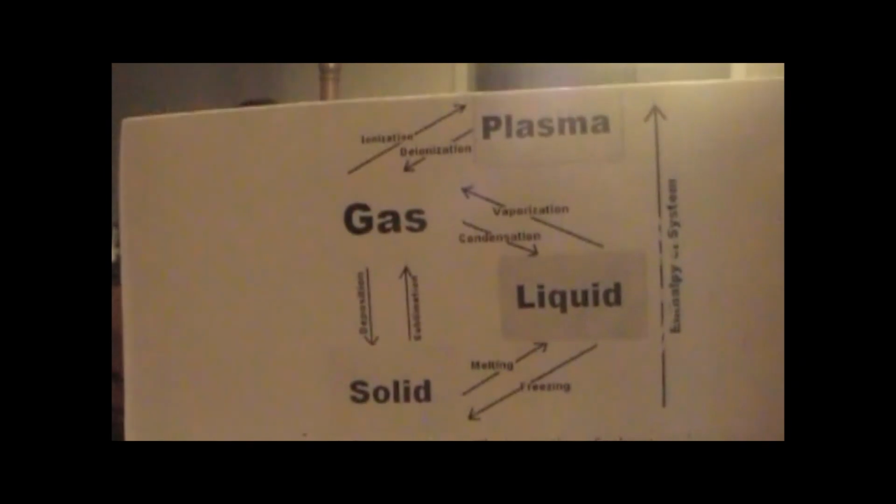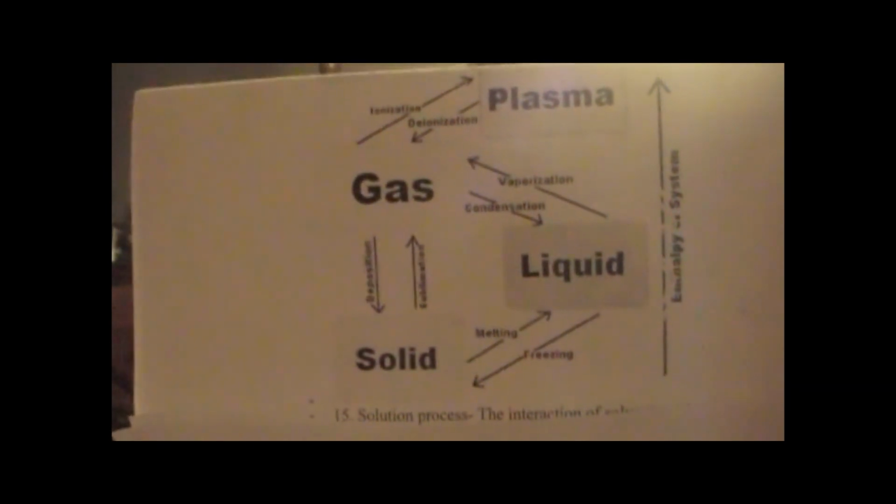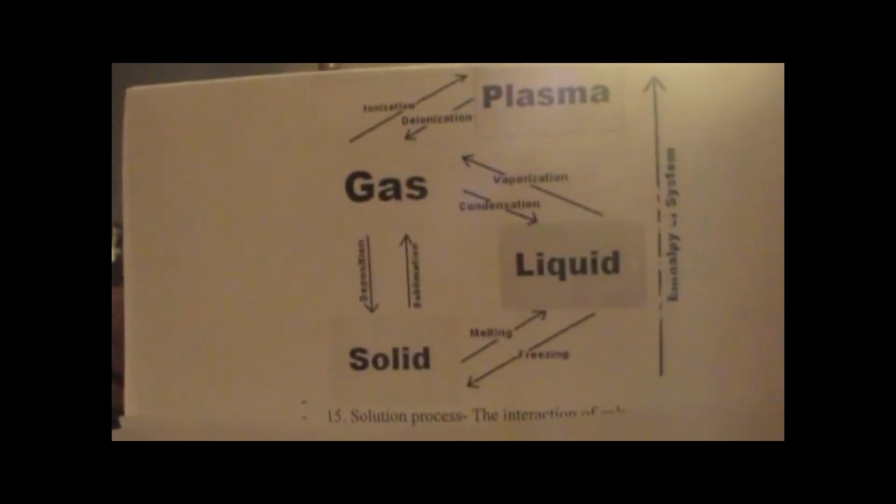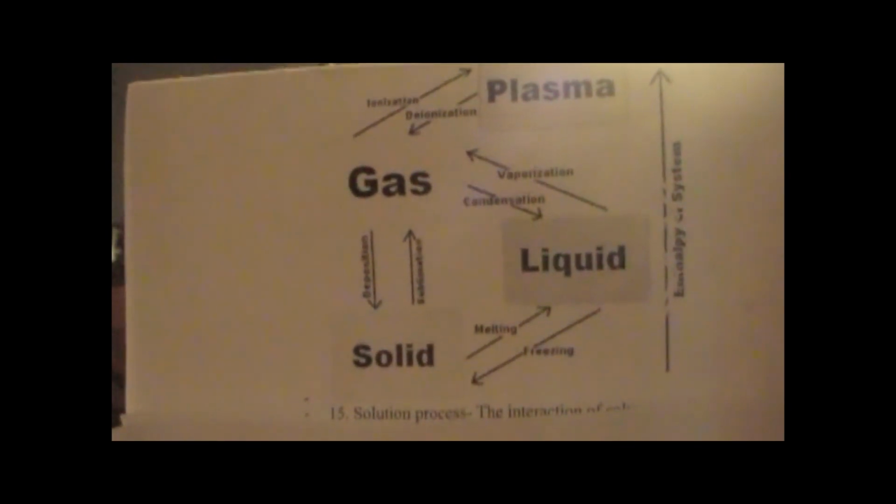What's that? Well, the three states of matter are solid, liquid, and gas. So what do all those lines mean? That's what happens when either heat is applied or heat is removed, and it causes a state of matter change by either boiling, freezing, or melting.